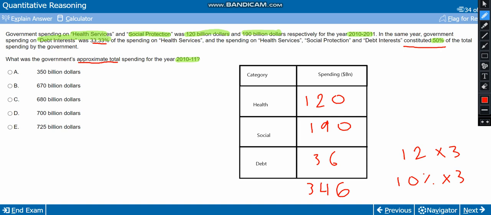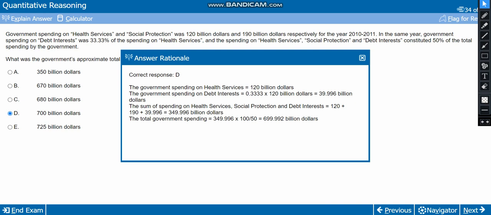And 346, that's approximately 350. 350 times 2, because remember 50% times 2 equals the total 100%, gives us $700 billion. So we can answer this question as D, and here's the answer rationale to help.